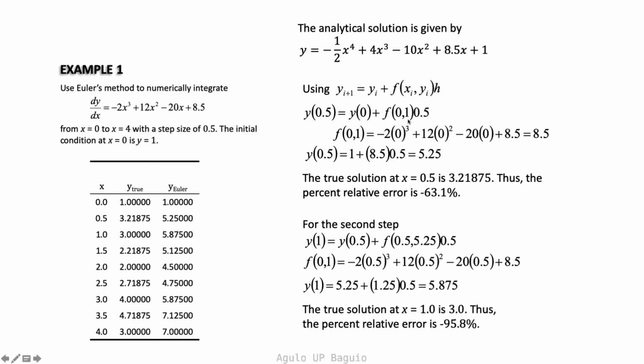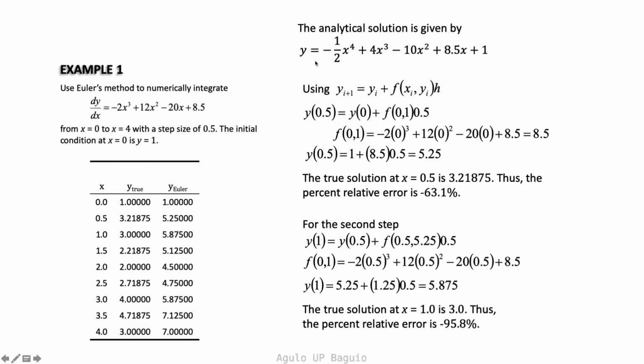Now f of 0, 1 is this equation. Since this equation contains only the variable x, f of 0, 1 is equal to simply 8.5. That's what we have over here, 8.5. So this is 8.5 and this is 0.5, and y at x equals 0 is equal to 1, according to the given. So this is 1. We can now solve for y at x equals 0.5, and that is equal to 5.25.